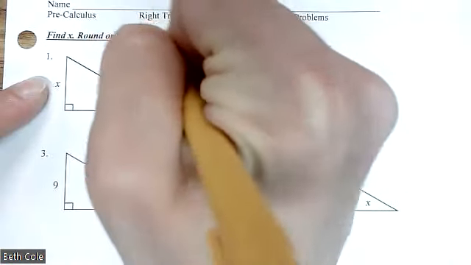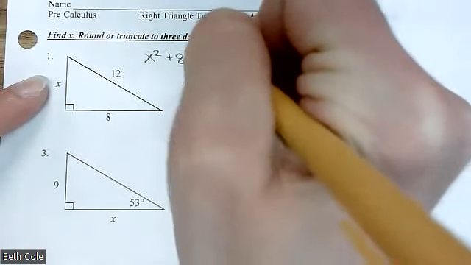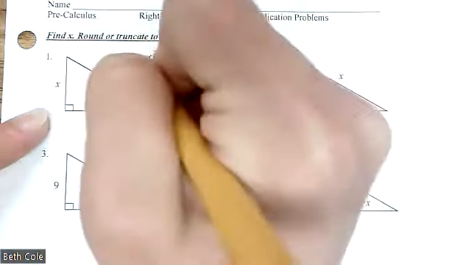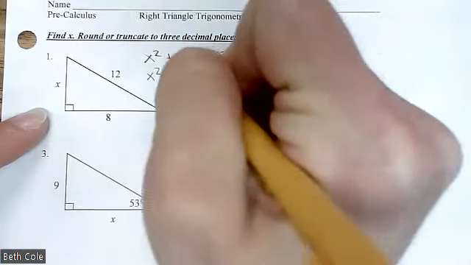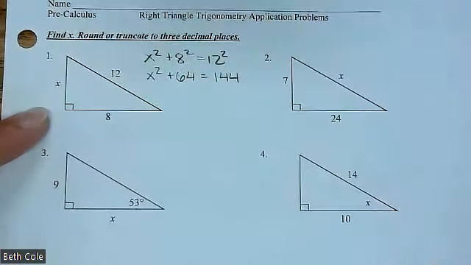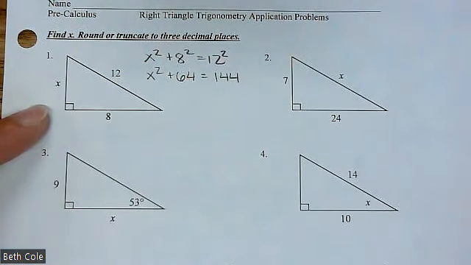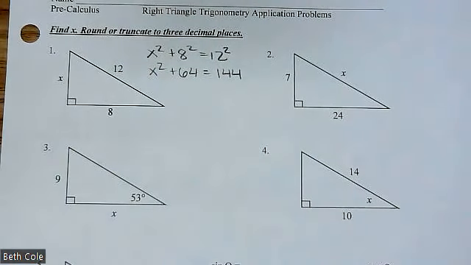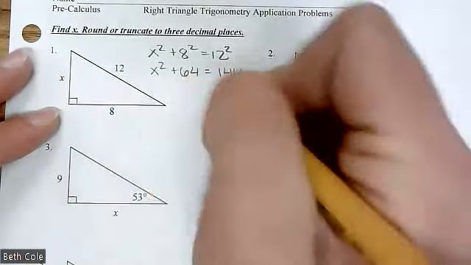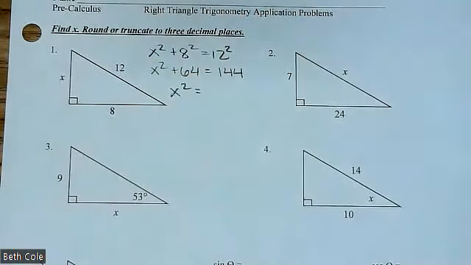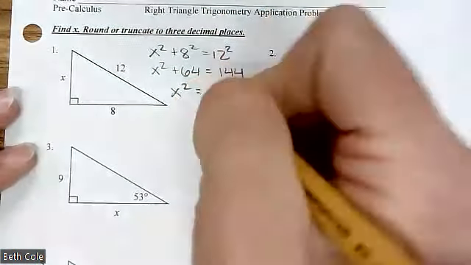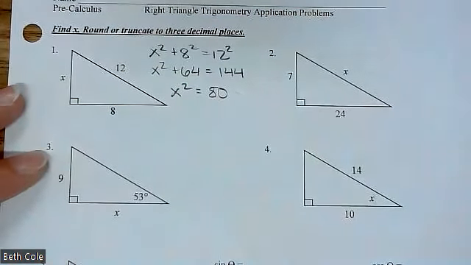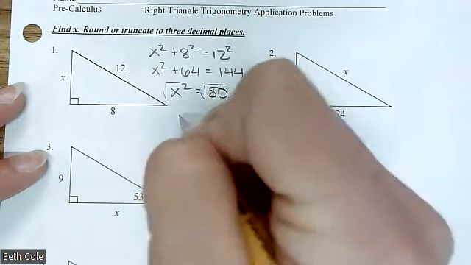It would be x squared plus 8 squared equals 12 squared. So this would be 64. This would be 144. Is this what you got? We're all together here? Okay. I've got to go through them faster if you've already given them a shot because we're sort of just checking. Subtract over the 64. What did you get there? 80. And then your last step is to square root.